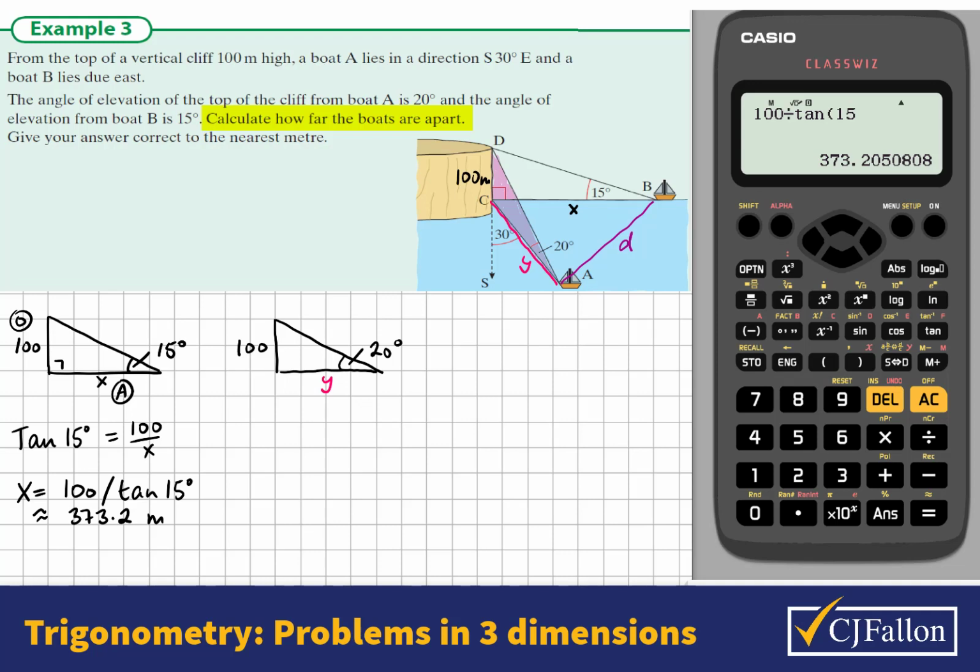So I want to evaluate this. Again, labeling the sides, I see that the 100 is opposite to the 20 degrees and Y is adjacent to the 20 degrees. So again, I'm going to use tan to evaluate this. The tan of 20 degrees is opposite over adjacent, which is 100 over Y. So rearranging the formula, I see that Y is equal to 100 divided by tan 20 degrees. When I put this into the calculator, we see that Y is equal to 274.7 meters to 1 decimal place.